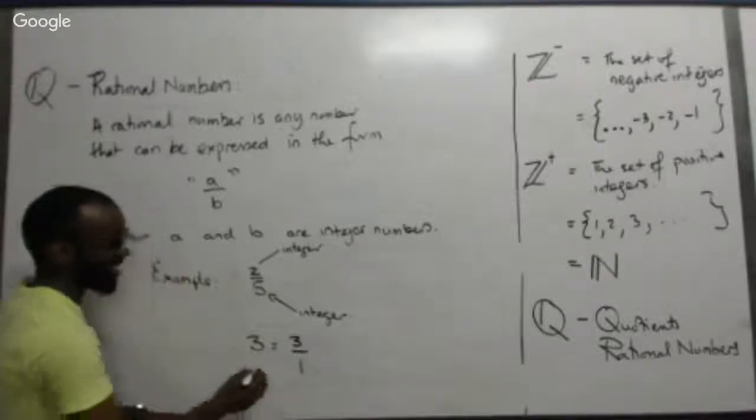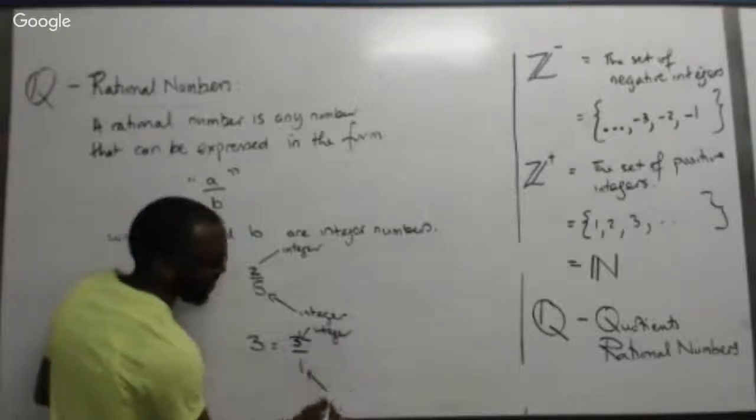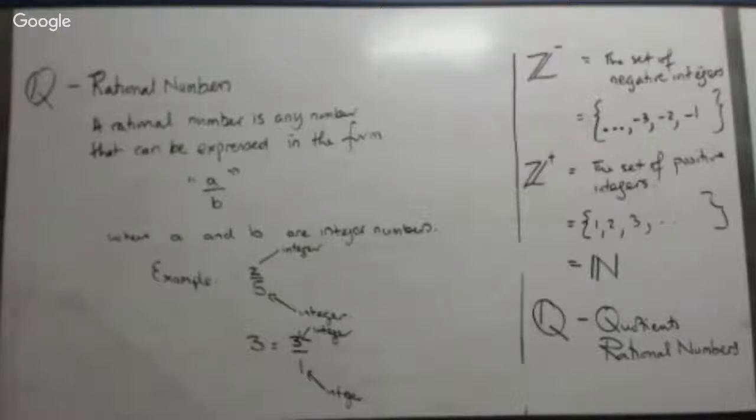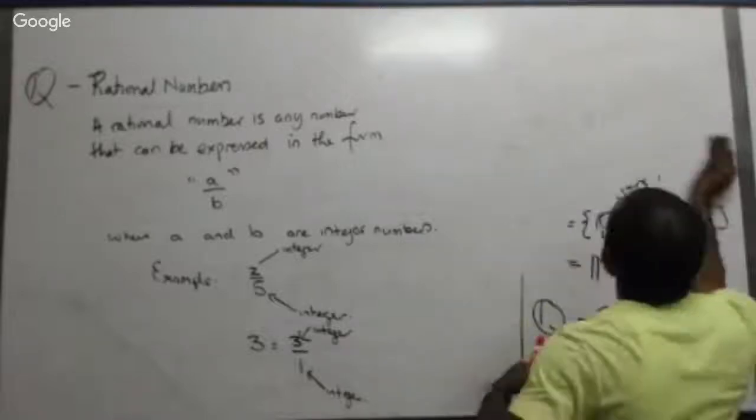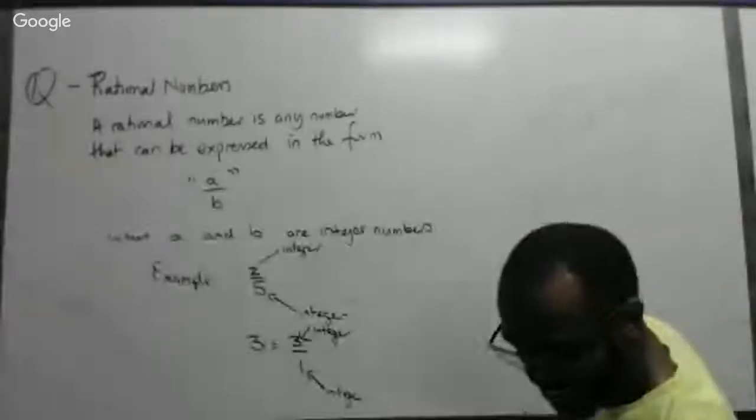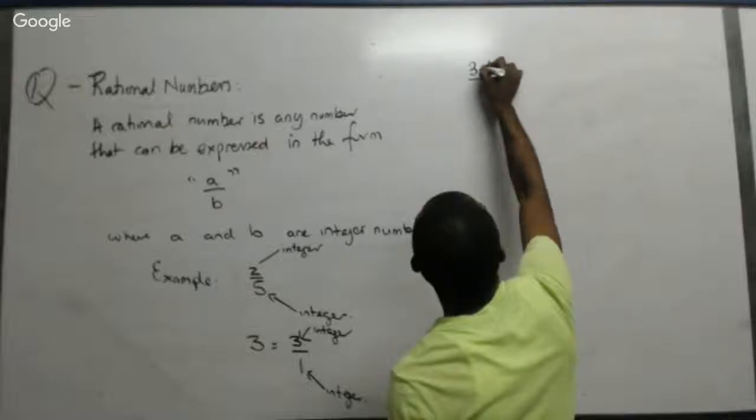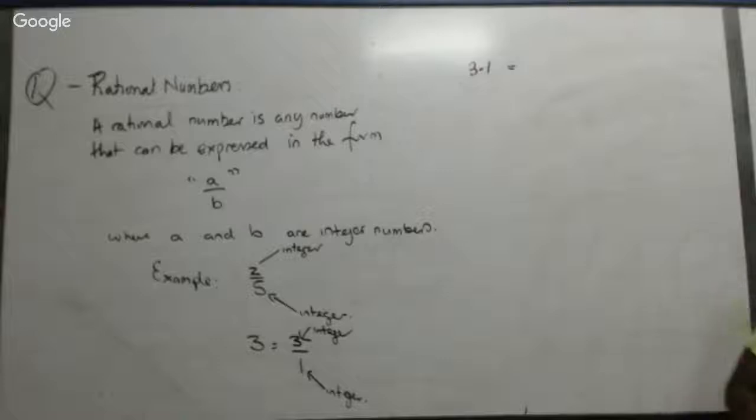So this is an integer, and this is an integer. If I can put everything upon one and it becomes an integer, that's fine. Well, let's verify if every single thing can be written as a rational. 3.1 is a rational.